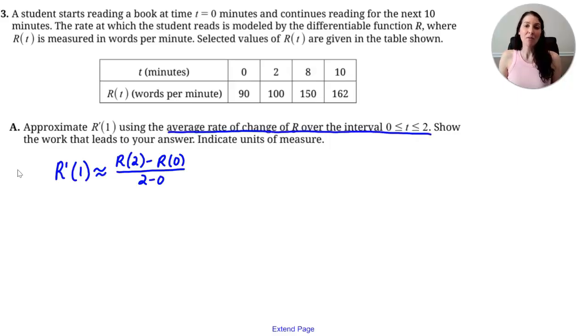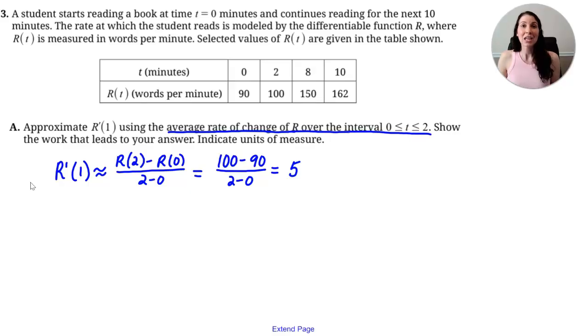So r prime of 1 is approximately equal to, and we are using the average rate of change between these 2 points. So it would be r of 2 minus r of 0 over 2 minus 0. And we can now replace those values with what they are from the table, which is 100 minus 90 over 2 minus 0. You need to show one of these difference quotients to earn the point on the exam, so make sure to show it. And then the correct answer is 5.